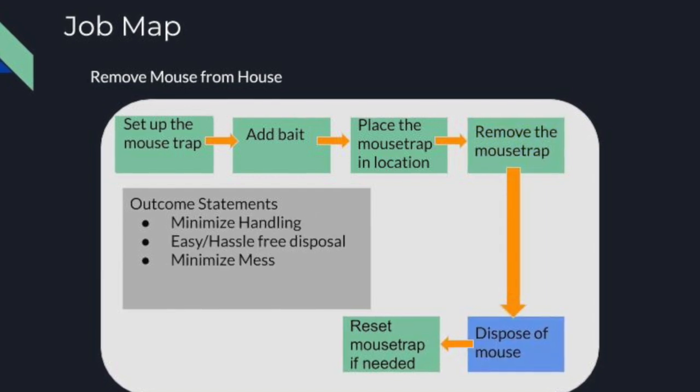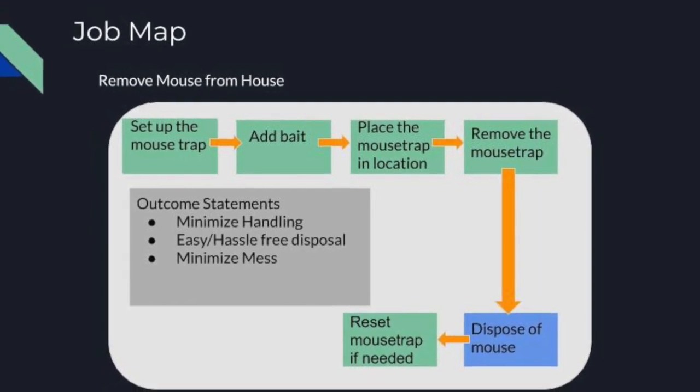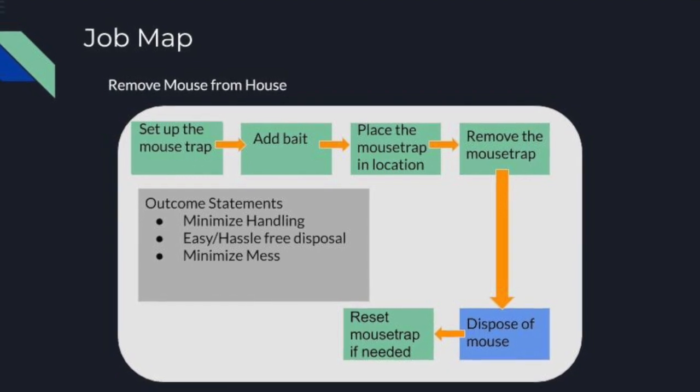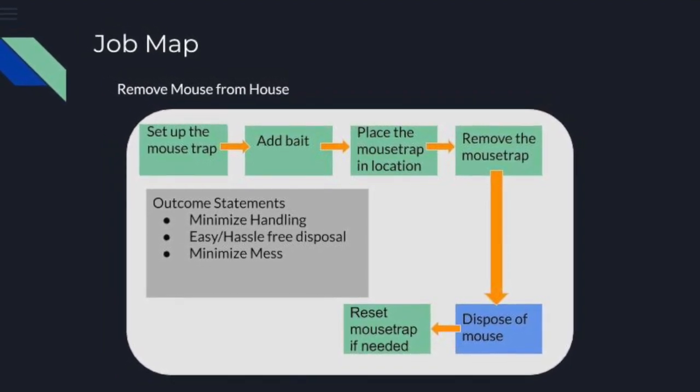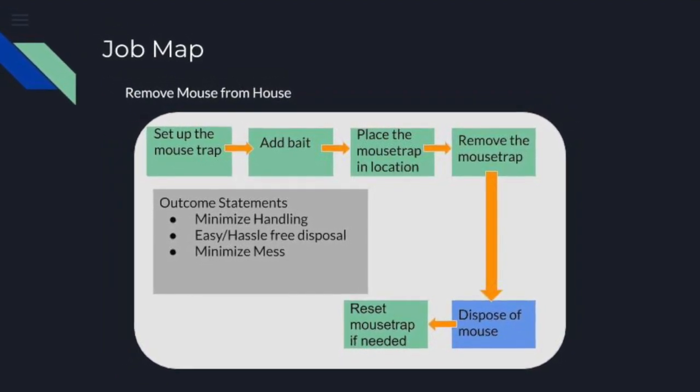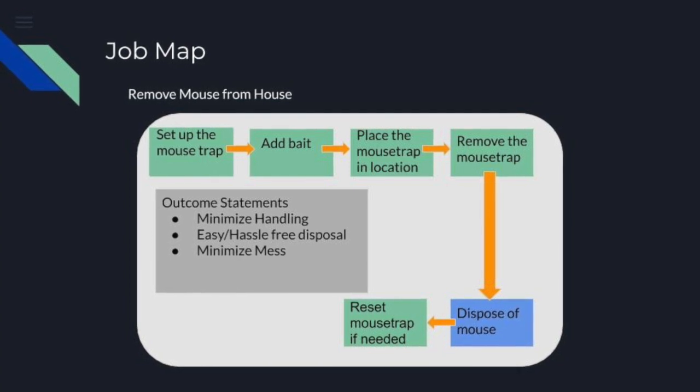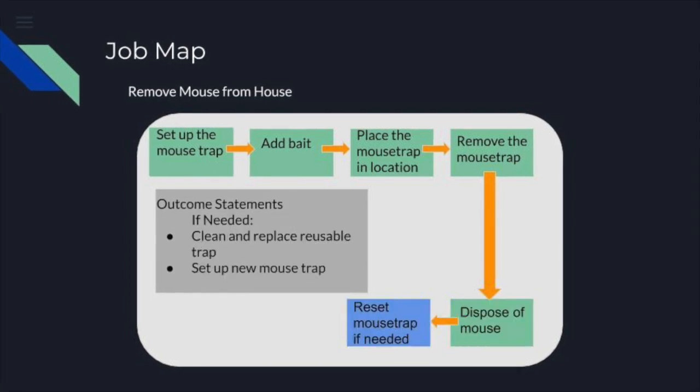The next step is to dispose of the mouse. So we want to minimize handling of the dead mouse or dead rodent or live mouse or live rodent. We want an easy and hassle-free disposal, and we want to minimize mess. Step 6 is an optional step. The outcome statements, if needed for resetting the mousetrap, are to clean and replace the reusable trap or to set up a new mousetrap.